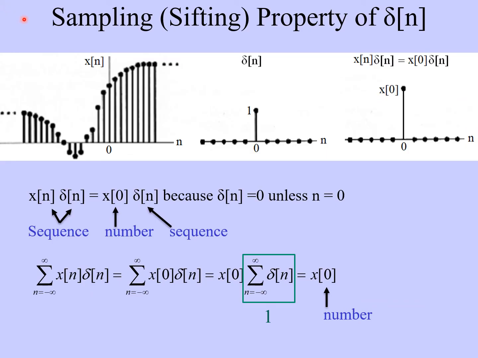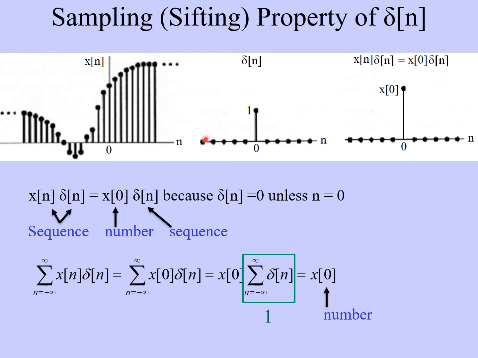One other thing we can do with the delta function is something called sampling or sifting. And we're going to deal with this a little bit more in chapter 2, but this is a good time to introduce some of the basic concepts right now in chapter 1. So let's imagine we have some sequence x of n, which is shown here. And let's say we want to multiply this sequence by a delta function, delta of n, which is shown right here. So this is almost exactly like one of the activities you just did on the last slide.